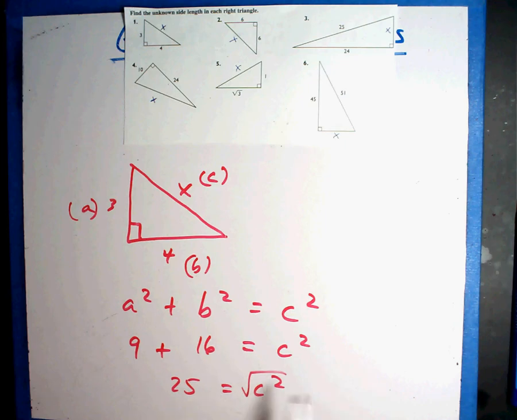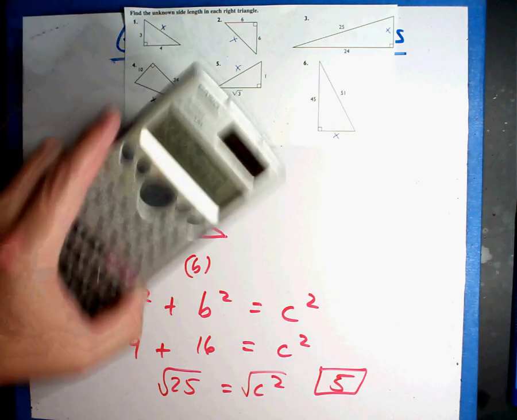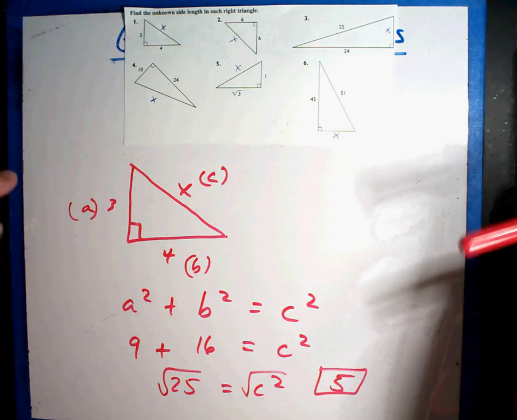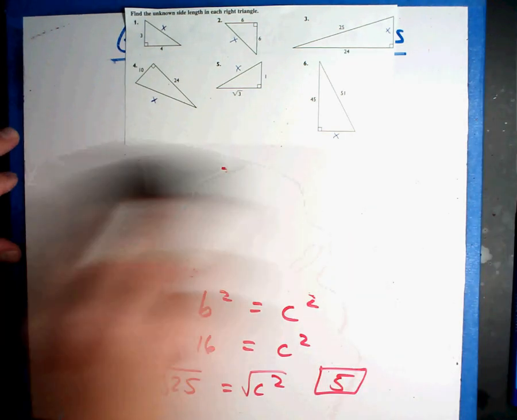Got to take the square root to get that square to go away. 25, what number times itself? 5. 5 times 5, there's the answer to number 1. 5 times 5 is 25. Now again, if you're not sure, use your calculator to help you, because your calculator will help you with the numbers you need to know. Now let's do number 3 real quick.